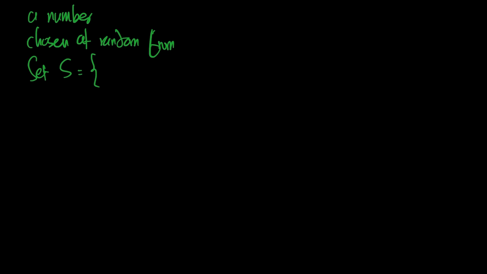Remember, the question is saying that we have a number, and that number is chosen at random from a set S, and that set S is given as 4, 7, 10, 13, 16, and 19. So this set is already given to us; we don't have to go and look for it. Now, the question is: what is the probability that the chosen number is an even number?